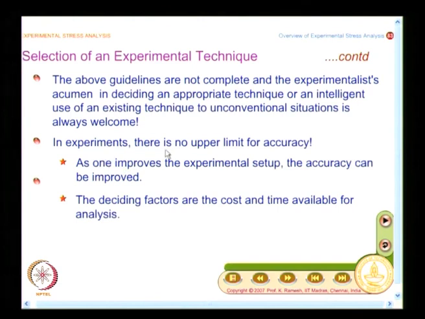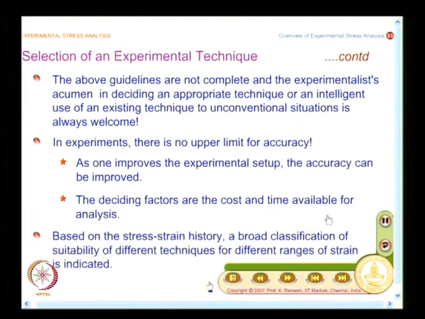So, when we say experiments there is no upper limit for accuracy, you should also caution that when you are doing an analytical calculation, those calculations have to be accurate enough. And what we will look at now is, based on the stress strain history, a broad classification of the suitability of different techniques for different ranges of strain in the next slide. So, this is what we are going to look at. You can broadly classify based on the stress strain range you want to find out.